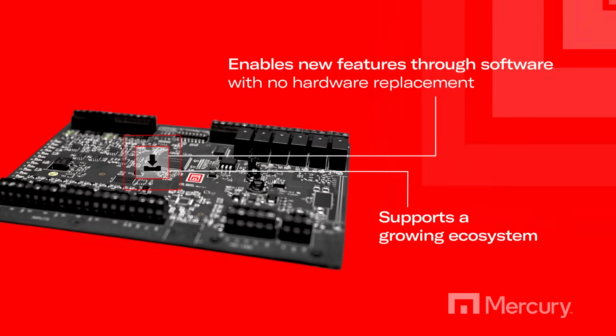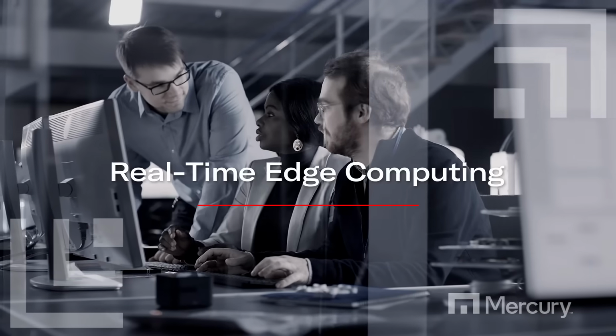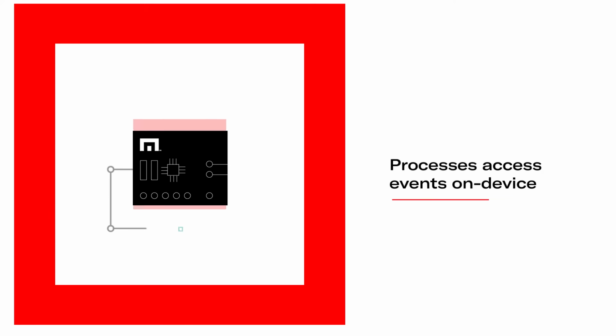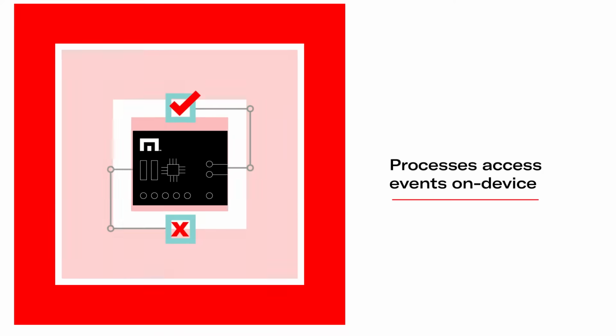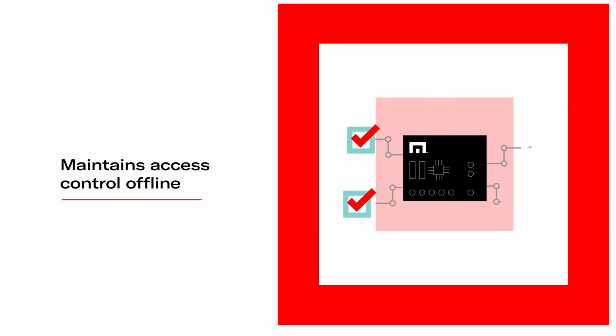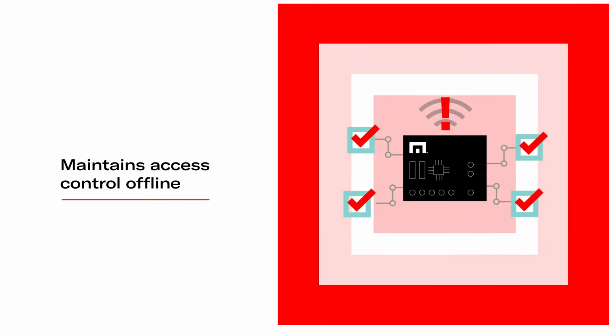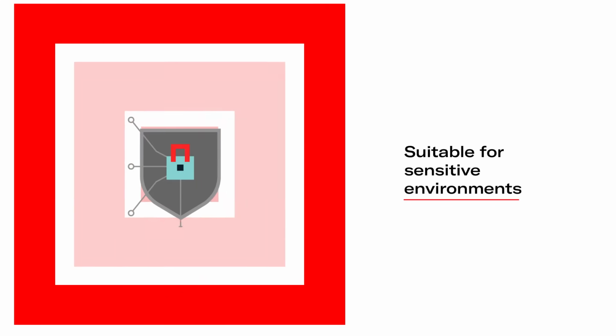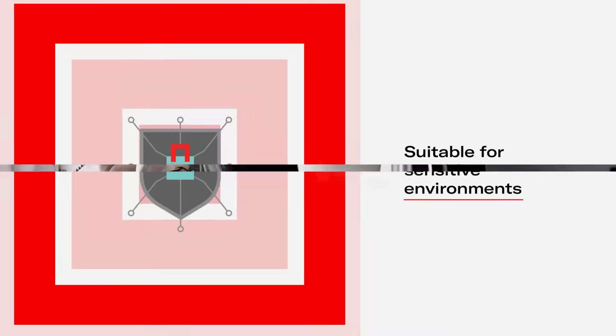The Mercury Embedded Application Environment's real-time edge computing enables local decision-making with the ability to process access events on-device, reducing reliance on external servers, and offline operation to maintain access control functions during network disruptions. And its ability to function in remote sites and restricted network facilities makes it ideal for sensitive environments.